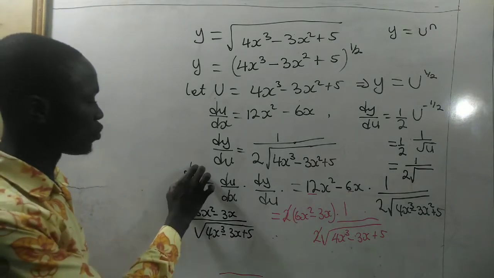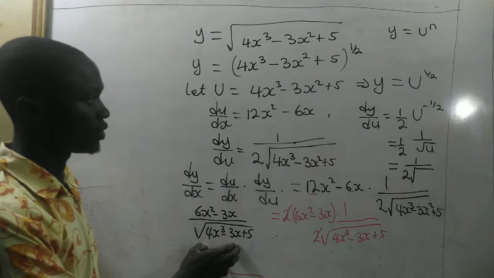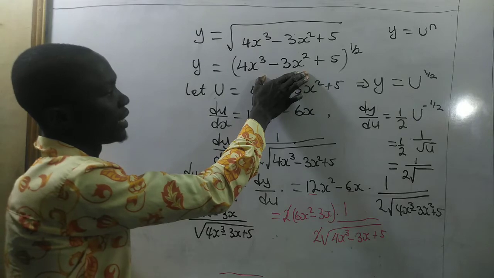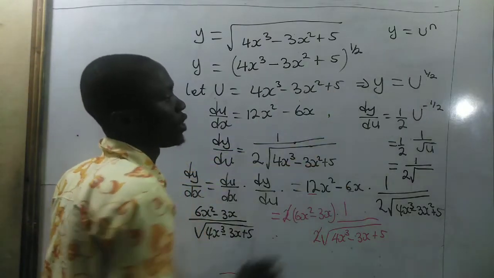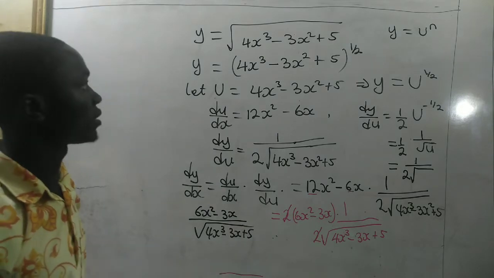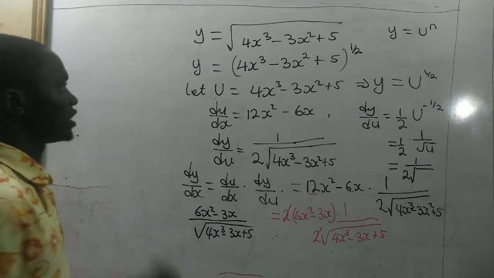So that is our dy on dx. You see, very simple as that. So this is our u, and then we have y equal to u to the power half. Very simple. Let's take the next one. The next one that we are going to take is very simple.